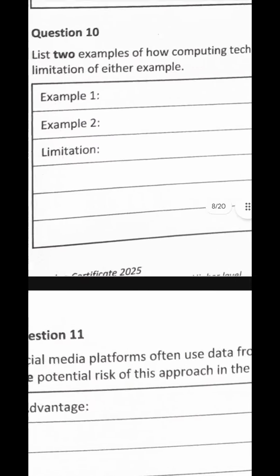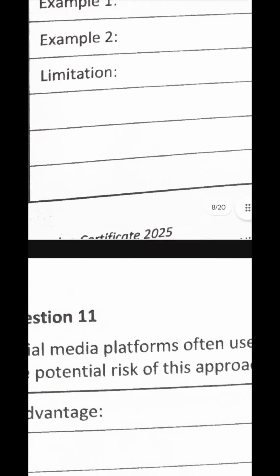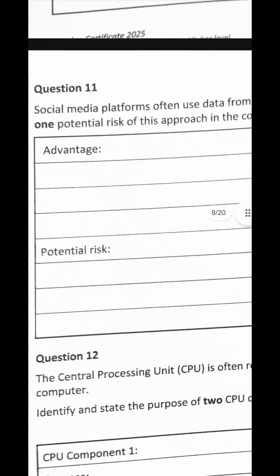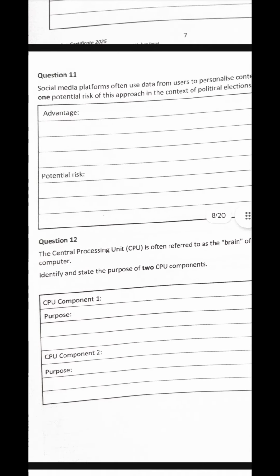Driving can be automated, with self-driving. Limitation: if you choose not to use lidar and rely on cameras, you can crash. So look, there's loads of things you could write there. Social media advantage? I mean, that's just your SPHE lesson if you were awake for that.